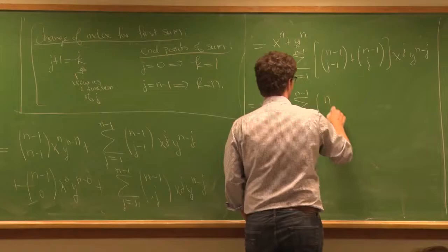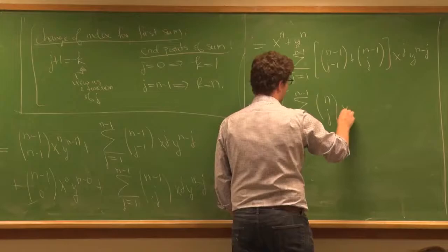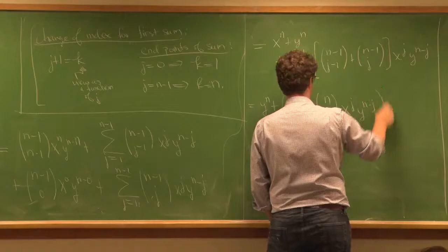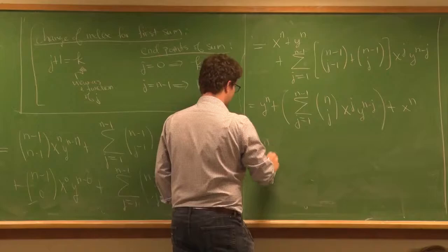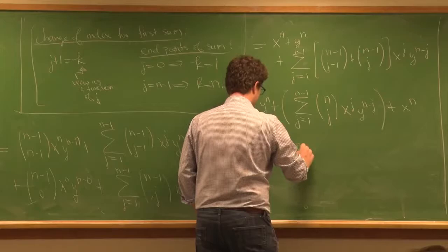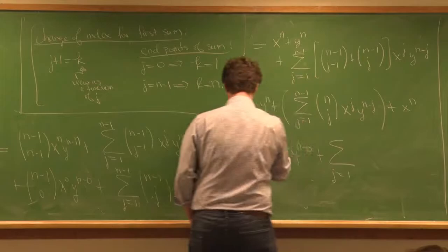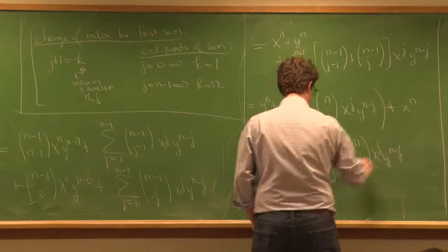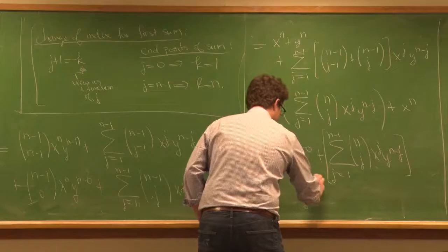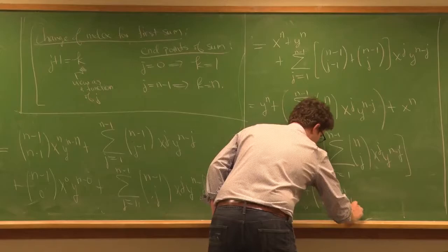And now we use the Pascal relation, the thing that I talked about that you guys proved on the homework. This thing here, x to the j, y to the n minus j, plus, and then we have x to the n. All right? And I claim that this is really n choose 0, x to the 0, y to the n minus 0, plus this sum from j equal to 1 up to n minus 1 of this part, plus the other term, which is n choose n, x to the n, y to the n minus n. So I'm just rewriting this term like this.